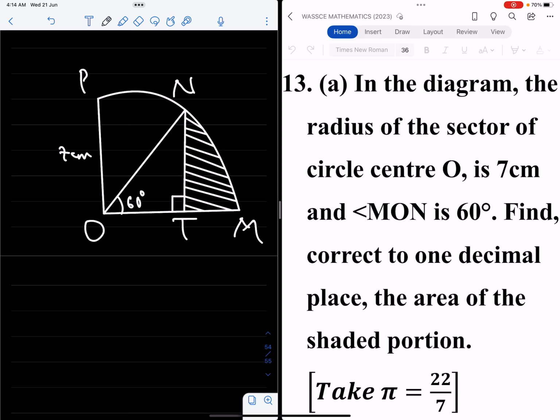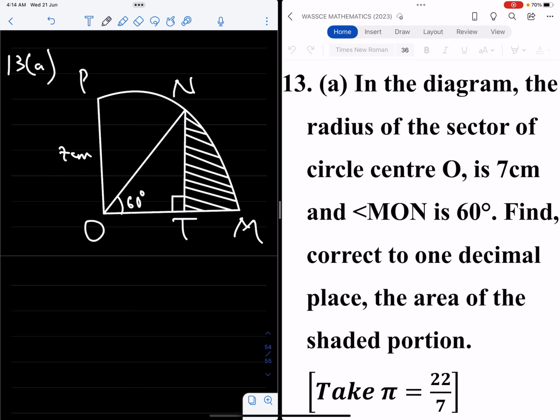Now we go straight to the next. That's number 13. I'm starting with 13A. This diagram was given in the question. In the diagram, the radius of the sector of circle center O is 7 centimeters and angle MON is 60 degrees. Find, correct to one decimal place, the area of the shaded portion.